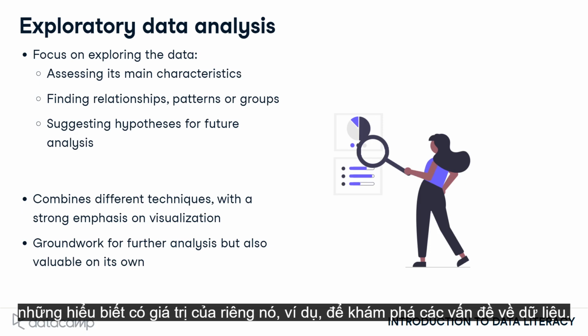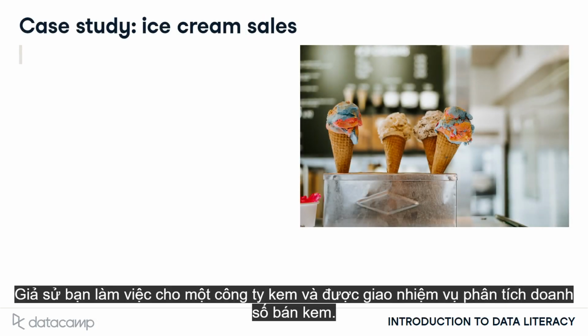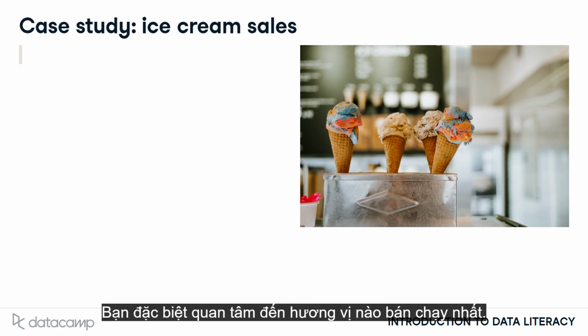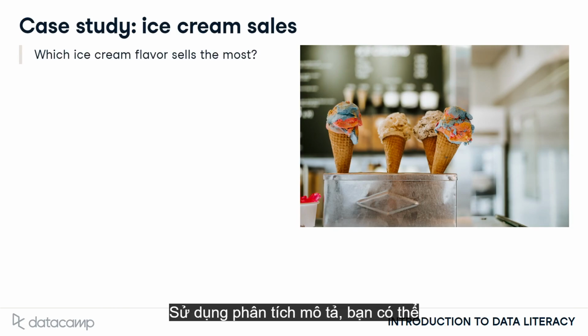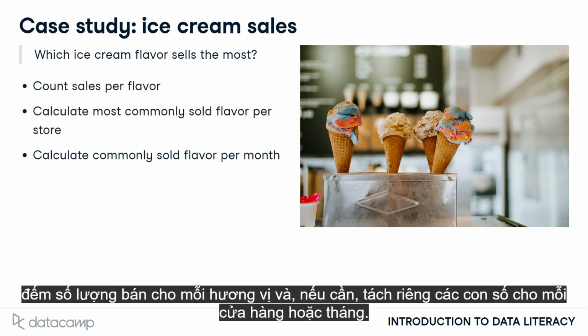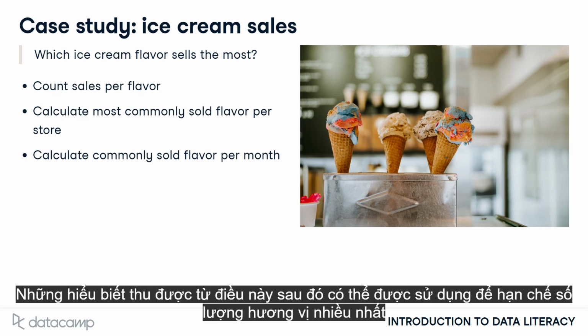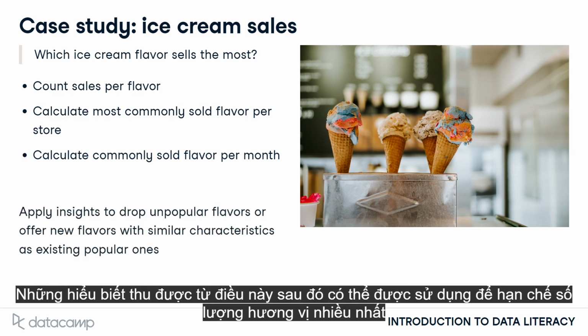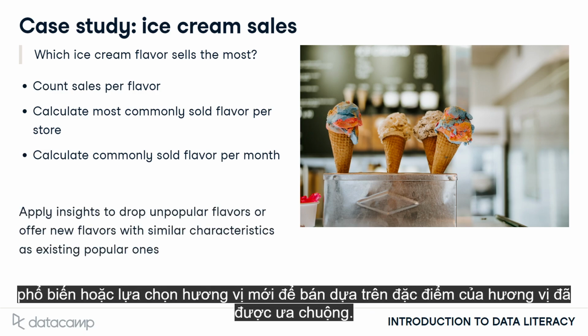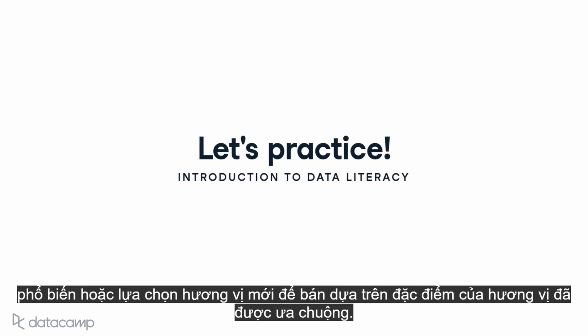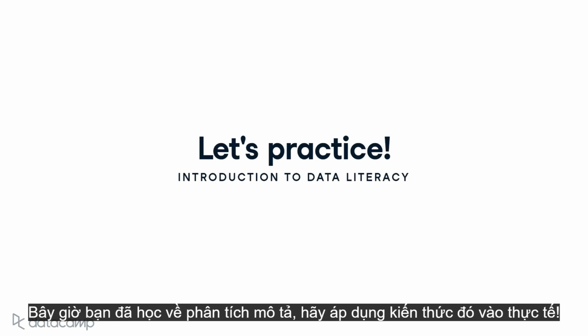Suppose you work for an ice cream company and are tasked with analyzing ice cream sales. You are particularly interested in which flavor sells best. Using descriptive analytics, you could count the number of sales per flavor and, if needed, separate the numbers per store or month. The insights gained from this can then be used to limit the number of flavors to the most popular or select new flavors to sell based on the characteristics of the already popular flavors. Now that you have learned about descriptive analytics, let's put that knowledge into practice.